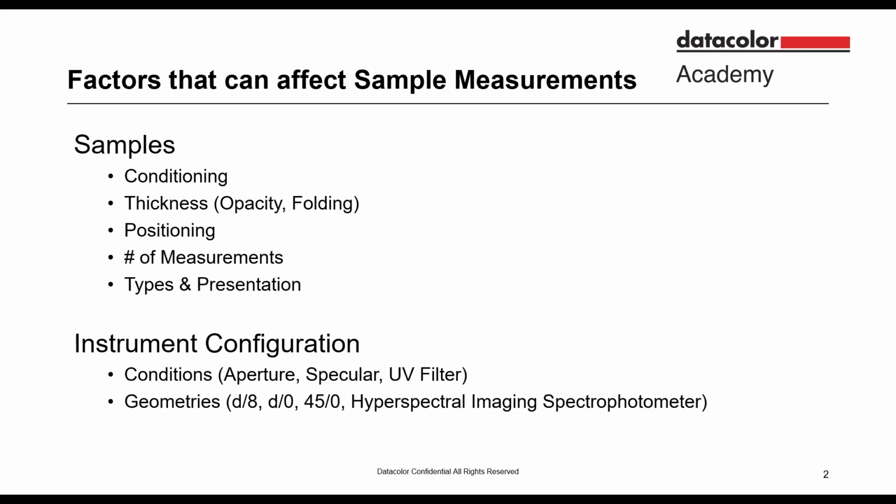In the instrument configuration section, we are going to also cover how important it is to maintain consistent conditions and geometries across the partners involved in exchanging color communication. So we are going to cover aperture, specular, UV conditions, and the differences in the different geometries available today for spectrophotometer. We are going to briefly cover the new hyperspectral image spectrophotometer technology. So let's start.